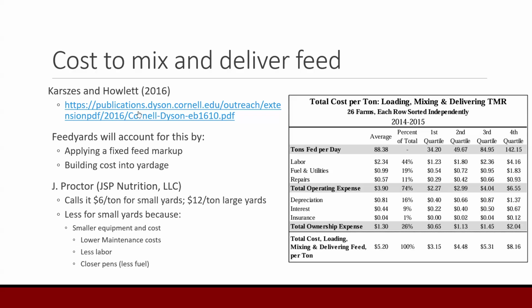Less labor, smaller equipment costs less. They have less depreciation costs, require less maintenance, less fuel because they have closer pens to their commodity barns. So there's less deadheading to a pen, right? Any questions?